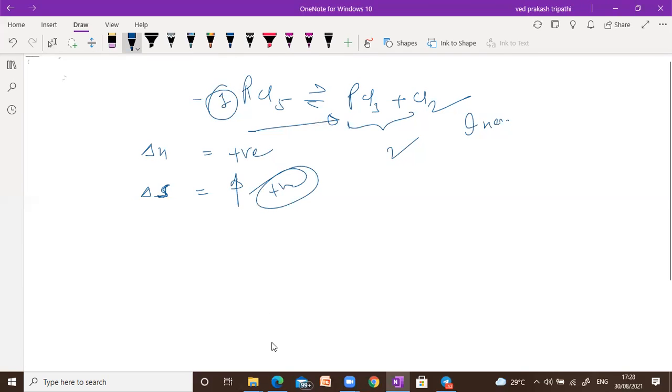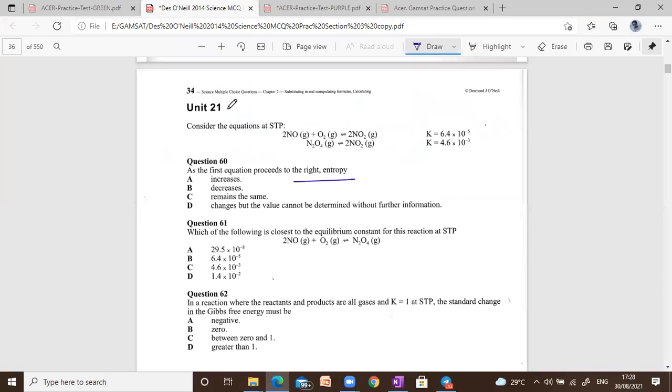Well done. Now we can move to question number 60. The question is: as the first equation proceeds to the right, meaning towards the forward direction, will entropy increase, decrease, or remain the same? What will happen? Tell me, A, B, C, D. Please respond, everyone.